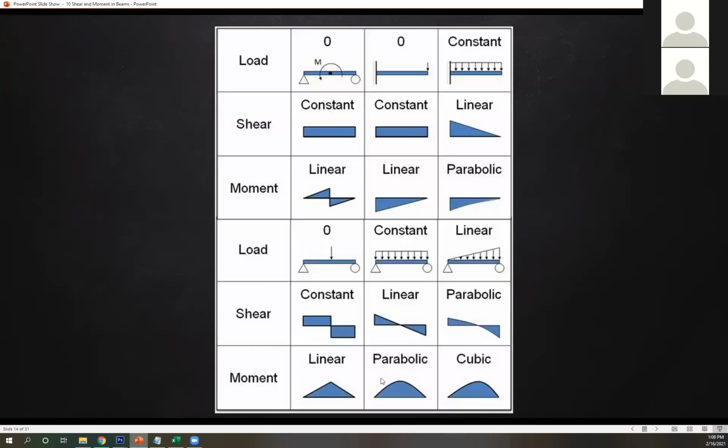Then your moment, positive area, one degree higher. That's a parabola, so positive slope for a parabola. Then you end at this point because it changes to a negative area, so negative slope. And then lastly, what if you have a linear distributed load?